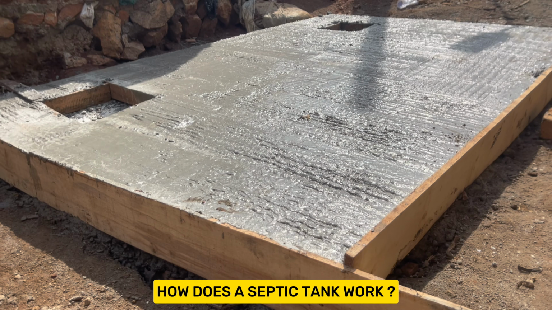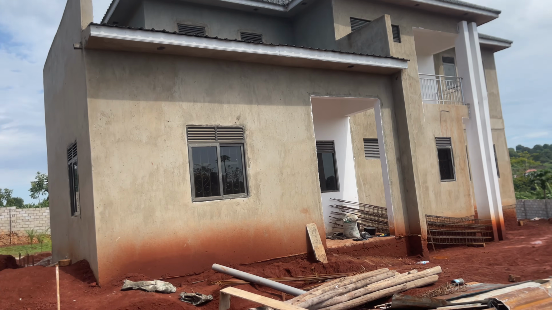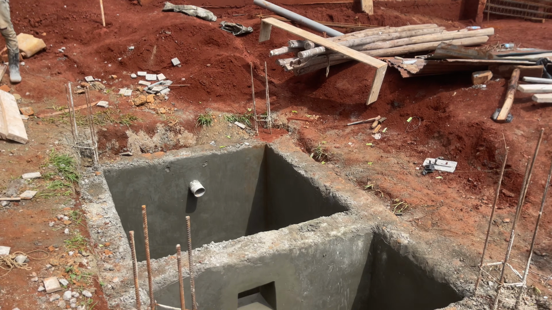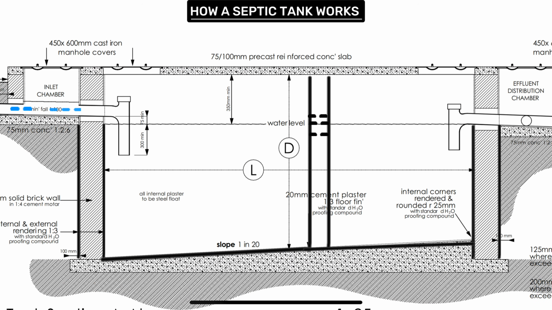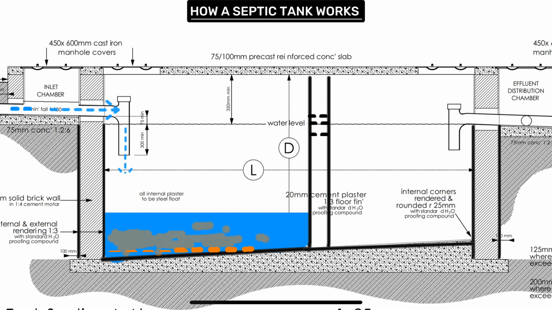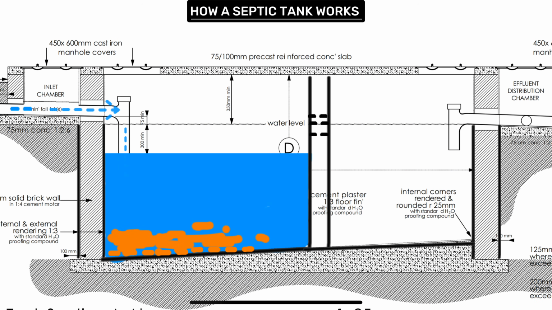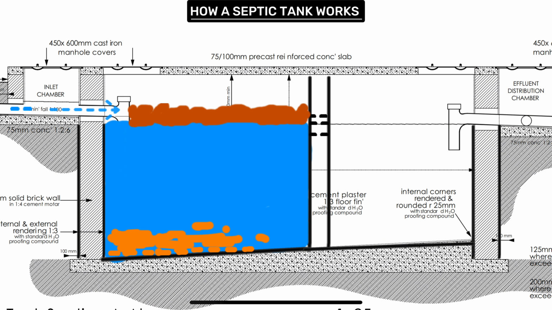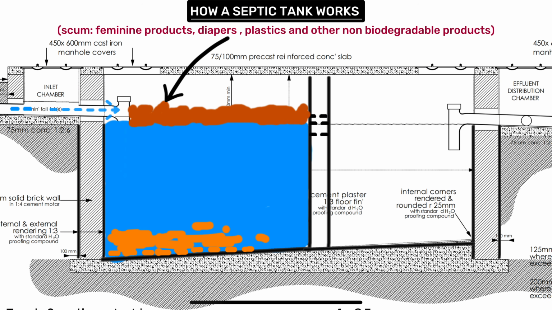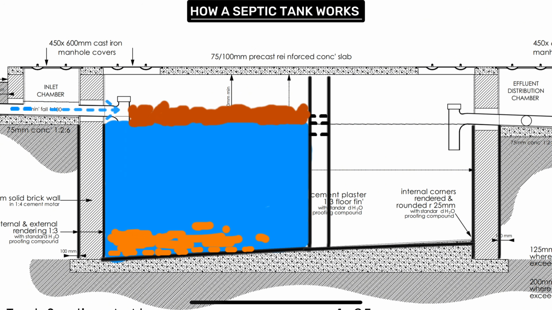How does the septic tank work? Sewage comes from the house through this inlet pipe. Once it reaches inside, it separates into three layers: solid sewage or sludge at the bottom, liquid sewage as the middle layer, and scum on top. Scum here on top includes feminine products, baby diapers or pampers, fats and oils, plastics and other non-biodegradable products. Once the sewage reaches here inside the septic tank, bacteria grows naturally to break down the sludge into liquid sewage.